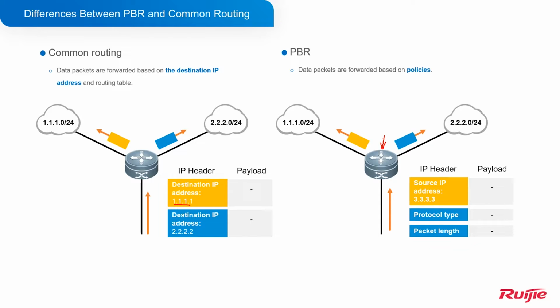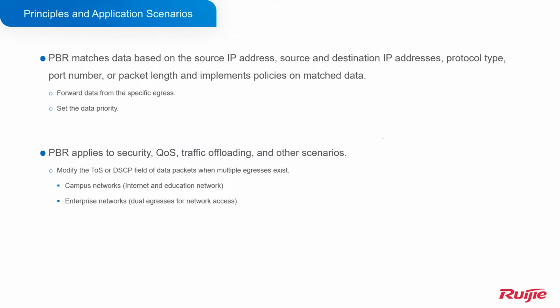PBR is based on the parameters we have defined in the policies to distinguish the packets, while common routing is based on the destination IP address. Okay, after knowing the difference between them, next, let's see the principles and the application scenarios of PBR.